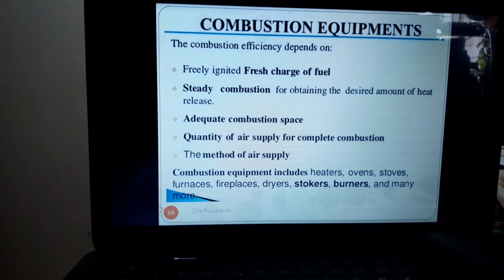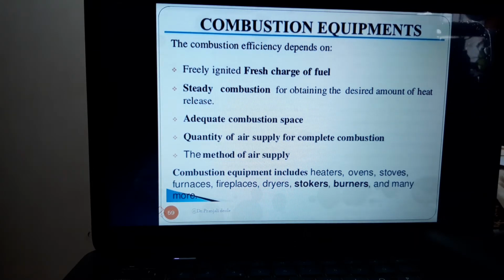So the combustion efficiency actually depends on various factors: freely ignited fresh charge of fuel, then steady combustion for obtaining the desired amount of heat release, adequate combustion space, quantity of air supply for complete combustion, and the method of air supply. All these factors affect the combustion efficiency of a combustion equipment.